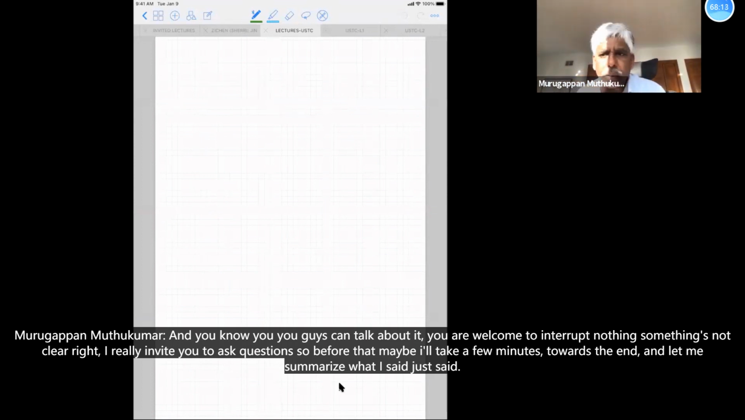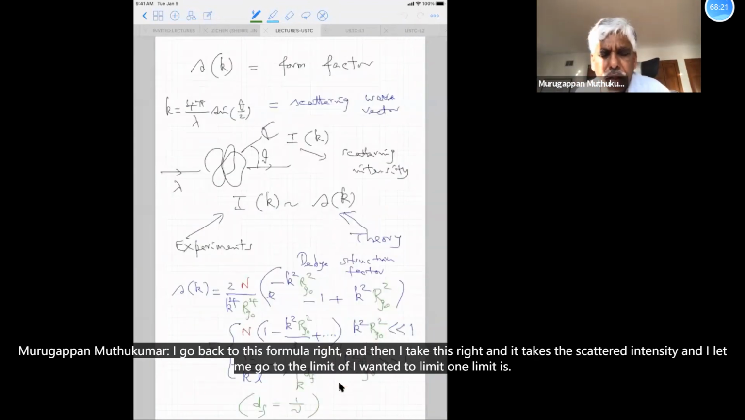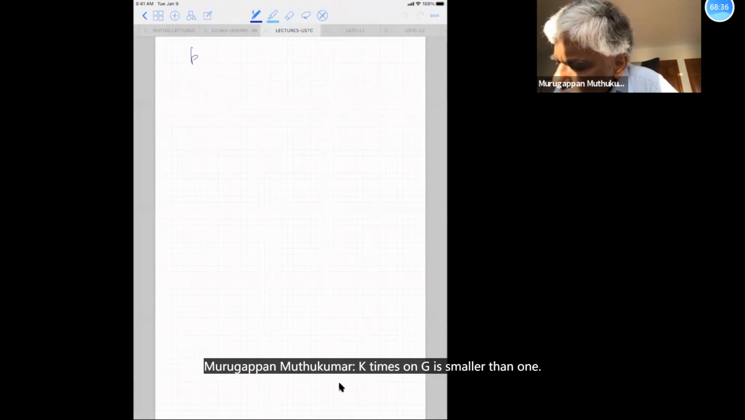Before that, maybe I'll allocate a few minutes towards the end, and let me summarize what I just said. I go back to this formula, right? And I take the scattering intensity. Let me go to the limits. I want to do two limits. One limit is K times Rg smaller than 1.